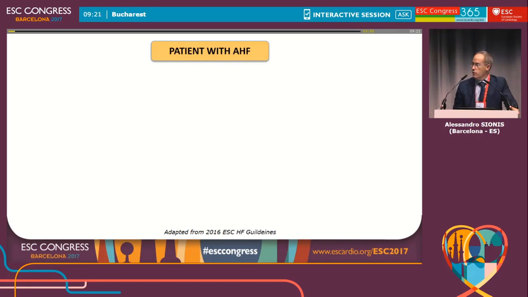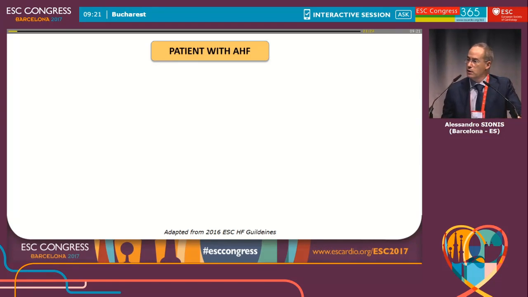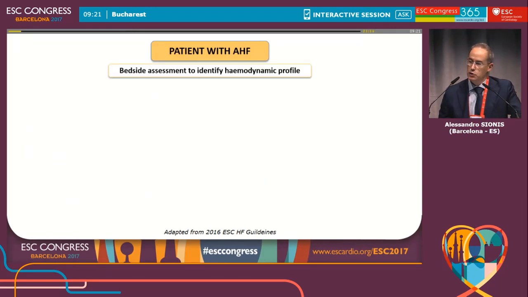That's the guideline. We have a patient that could be any patient with acute heart failure. And it could be a patient with an acute MI, it could be a patient with a mechanical complication from an MI, or it could be a patient with myocarditis, whatever. But the first thing that we should do with these patients, according to the guidelines, is to do a bedside assessment of their hemodynamic profile. And we will do this by asking ourselves basically 2 questions.